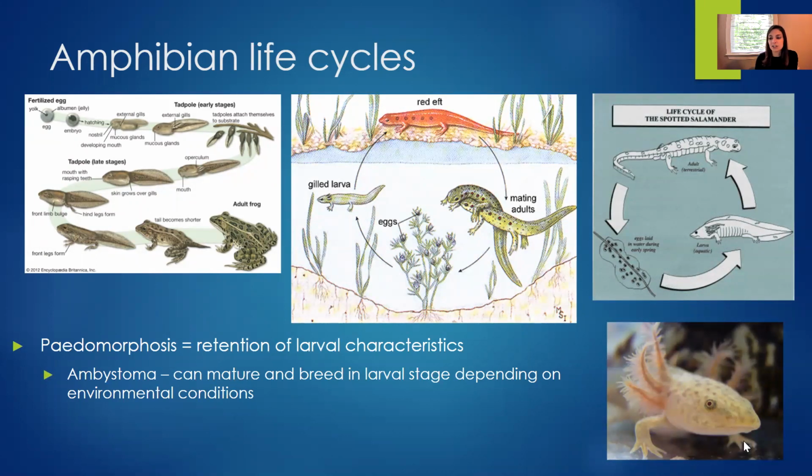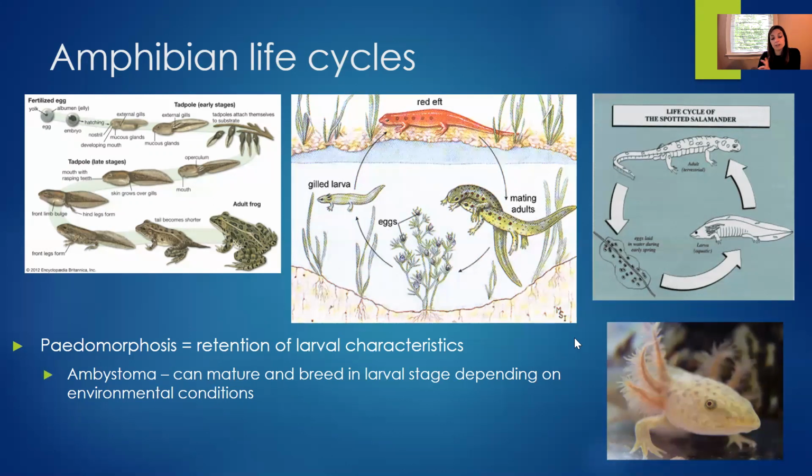Paedomorphosis is the retention of larval characteristics. So you see this here, where if you have an adult that maintains a juvenile characteristic like external gills, that's paedomorphy, or a paedomorphic characteristic. So we see that in the Neuse River waterdog with the external gills. Hellbenders have some of those juvenile characteristics because they stay in water.